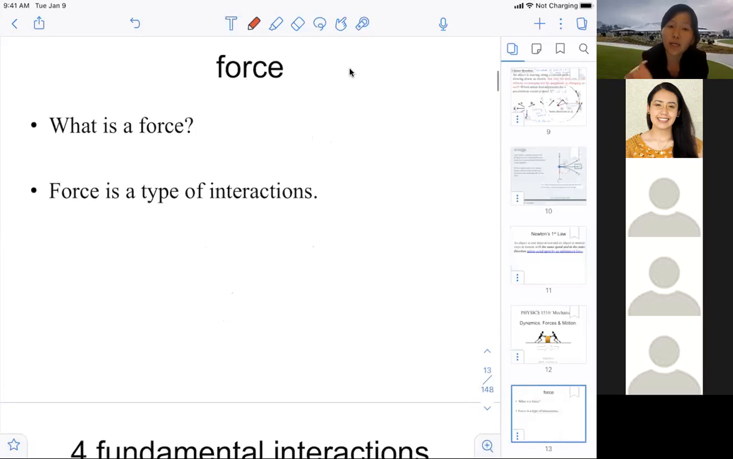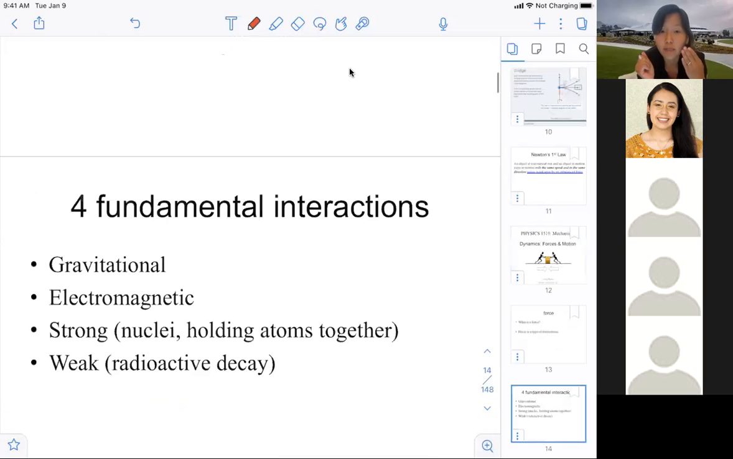We use the word force a lot in our daily language. And if you ever need to give a specific definition for force, so what is a force? You might say a force is a push or a pull. That's perfectly fine. But in physics, we describe force as a type of interaction. So in nature, in the universe that we live in, there are really only 4 fundamental types of interactions. All of the different forces can be put into one of these 4 categories.